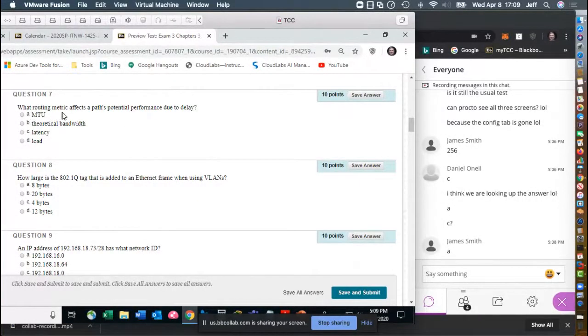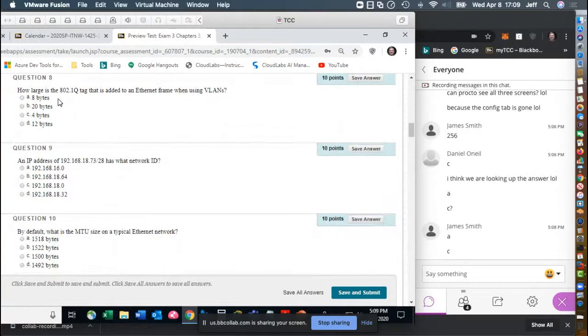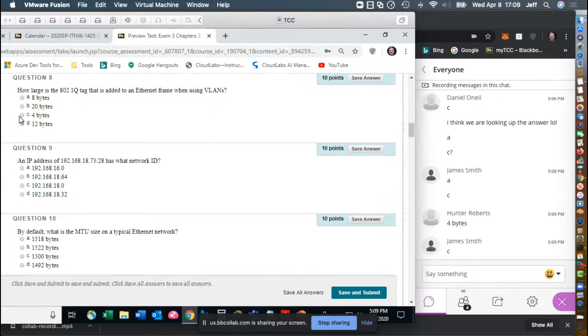So what routing metric affects a path's potential performance due to delay? Yeah, C, latency. All right. How large is the 802.1q tag that is added to an Ethernet frame when using VLANs? 4 bytes. C. Yep, exactly.